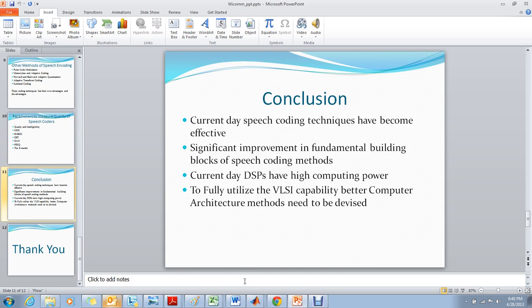Conclusion: the current day speech coding techniques have become very effective due to advanced processing in the DSP domain. Significant improvements in the fundamental building blocks of speech coding methods are being developed. Current DSPs have really high computing power, and to fully utilize the VLSI capability, computer architecture methods need to be devised so that a lot of computational capability can be used in digital signal processing techniques.